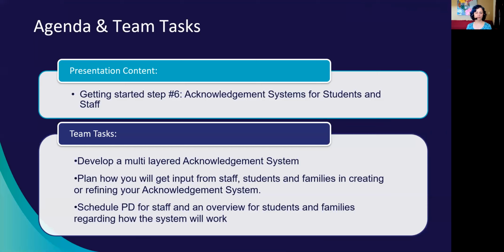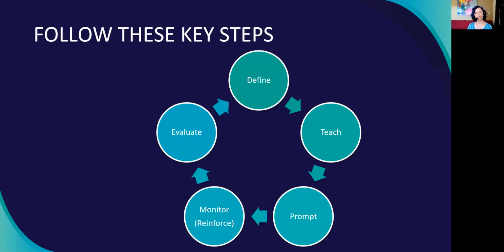Today, we're going to be concentrating on the Getting Started Step 6, acknowledgement systems for students and staff. And once you're done, you're going to begin to develop your acknowledgement system, get input from your stakeholders, and then schedule PD for those stakeholders, for your staff, and then maybe a brief overview for students and families.